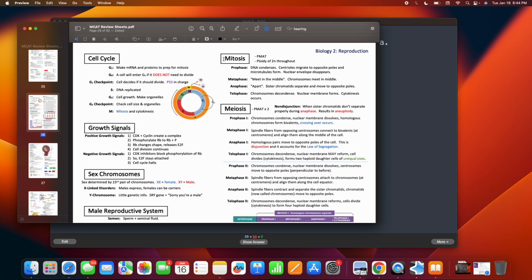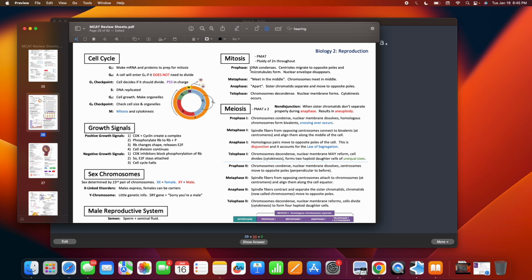Now, for mitosis, we have PMAT as prophase, metaphase, anaphase, and telophase. We have ploidy of 2N throughout. So during prophase, the DNA condenses, the centrioles migrate to opposite poles, and microtubules form, and the nuclear envelope disappears.